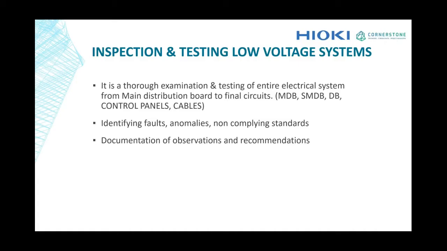So what is inspection and testing? Actually, it's a thorough inspection, thorough examination and testing of the entire electrical system in a building, starting from the main distribution panel to the final circuit, including SMDB, DB, control panels, and cables also. The objective of this inspection and testing is to identify faults, anomalies, and non-compliance with standards in electrical installations. The outcome of this will be a report or certificate, with observations and recommendations.